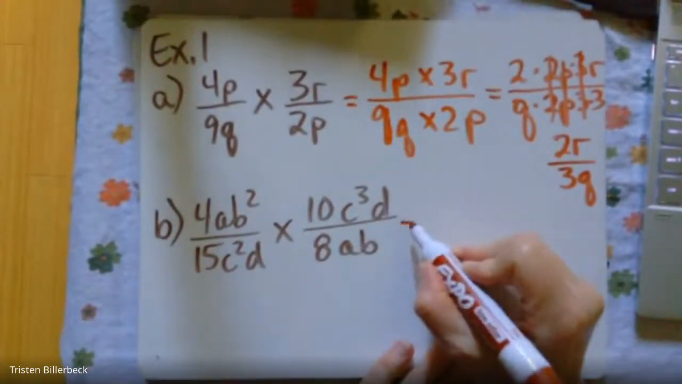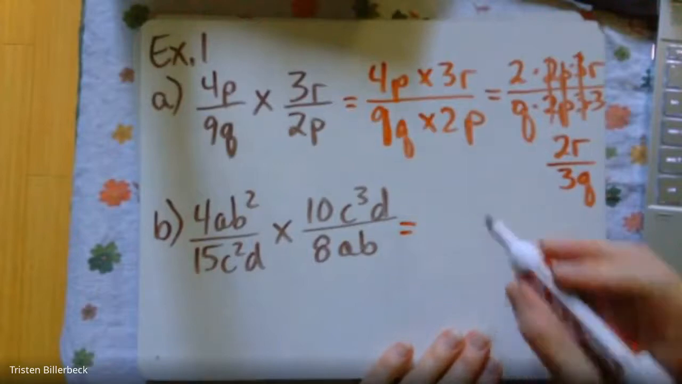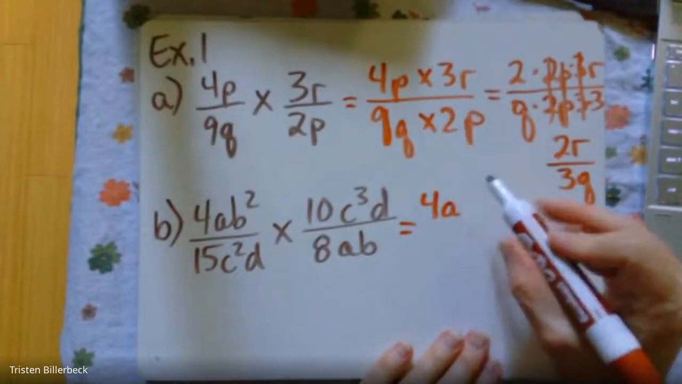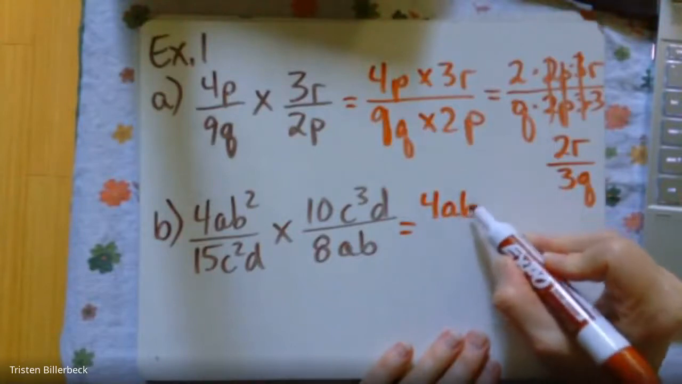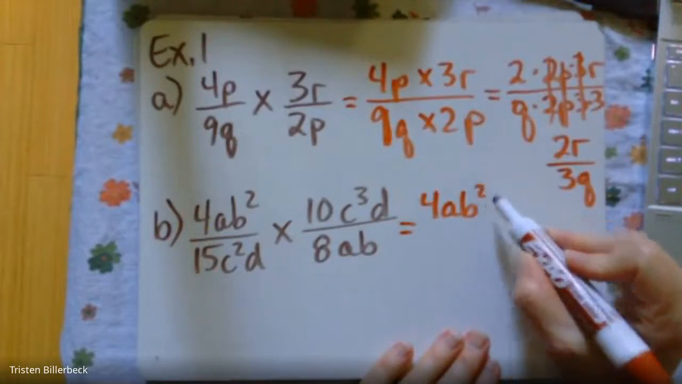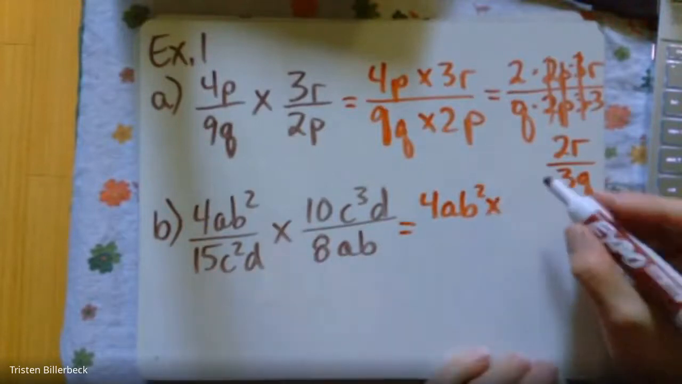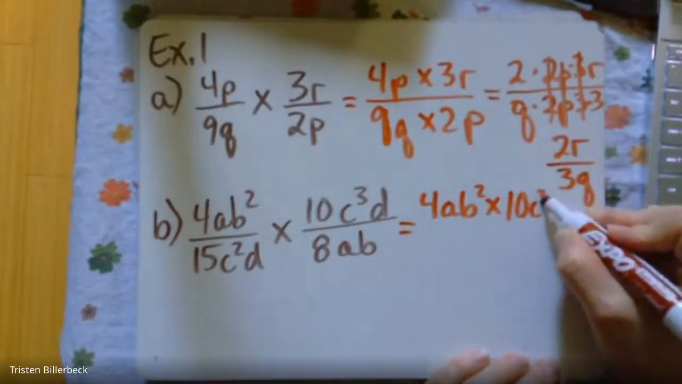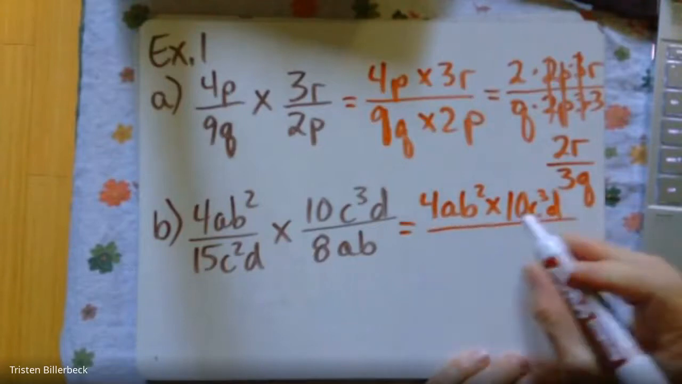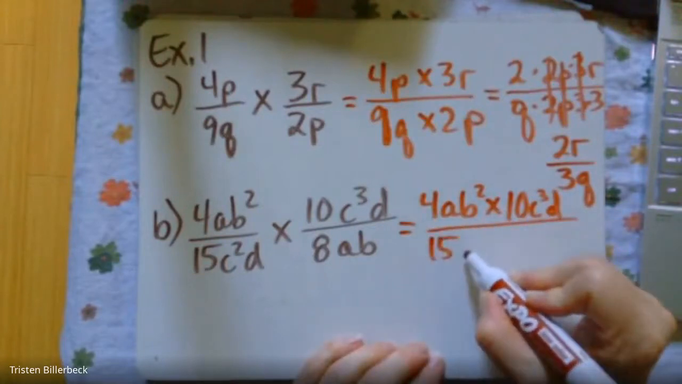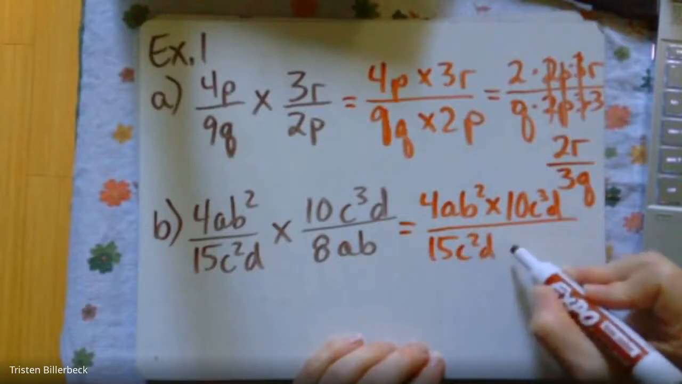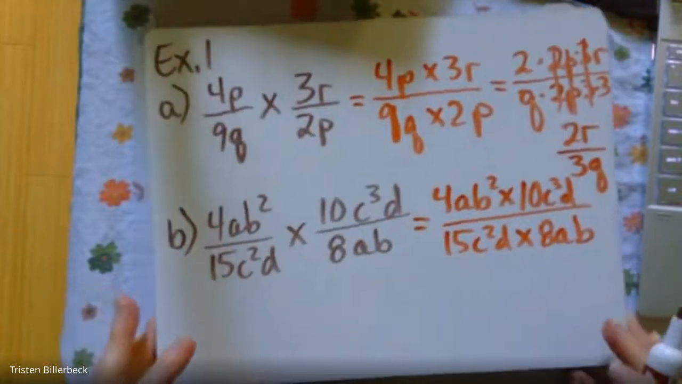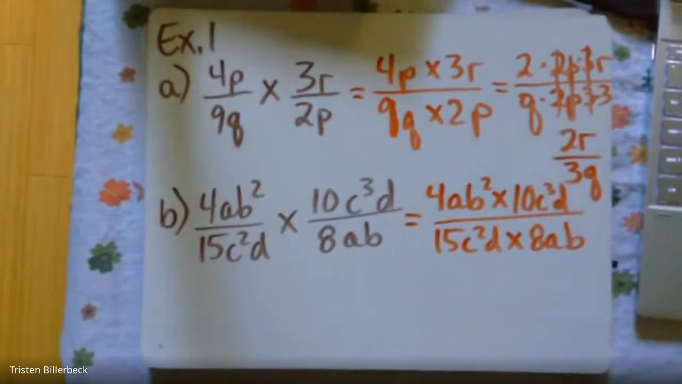Okay, we're going to look at this. We have 4 times AB squared, or B times B, times, I'm going to break this one apart a little bit, but not right now. So 10C cubed D, just so you can see what we're doing. And then we have 15C squared D times 8AB. Okay, so now let's rearrange it so we can do our cancellation wars.